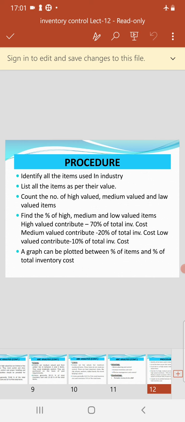So this is all about what is inventory, what are different types of inventory, how inventory is controlled, what are the advantages or benefits of inventory control, and what is ABC analysis for storing these inventories. So in the last video, we'll discuss how to calculate economic order quantity.